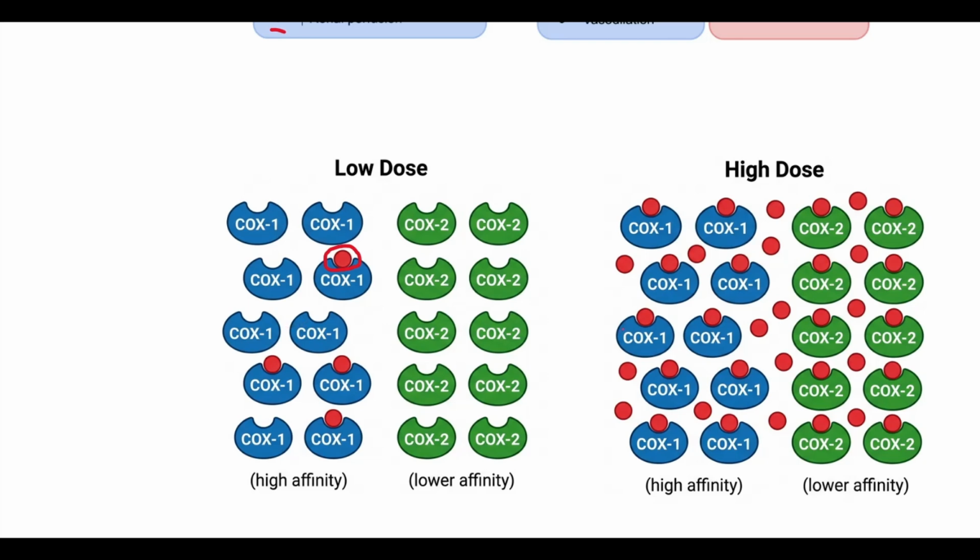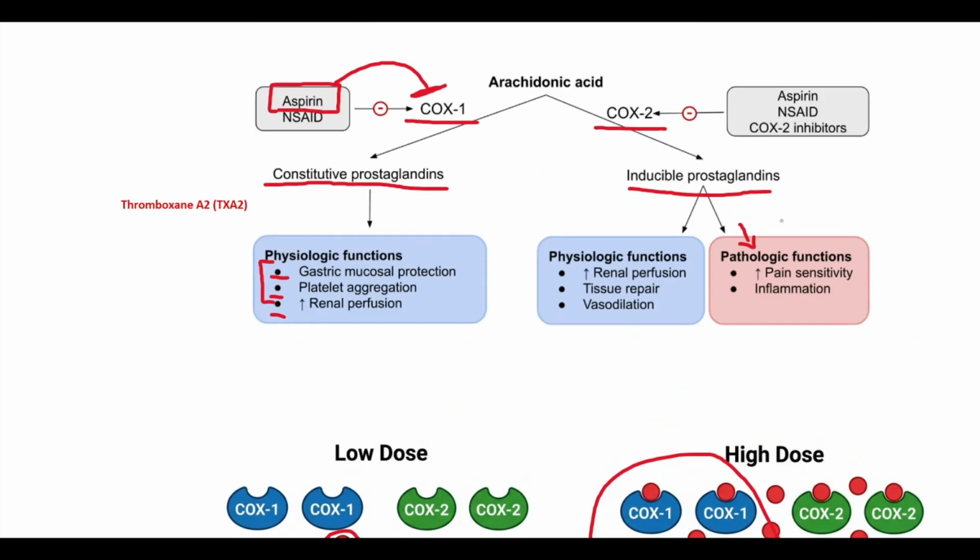Whereas if we have a high dose and we completely saturate all your cyclooxygenase 1s, we're going to be forced to bind to the lower affinity cyclooxygenase 2 enzymes. And if we inhibit the low affinity cyclooxygenase 2 enzymes, in that case we're going to produce the anti-inflammatory effects, which are going to reduce your fever and they're going to reduce your pain.